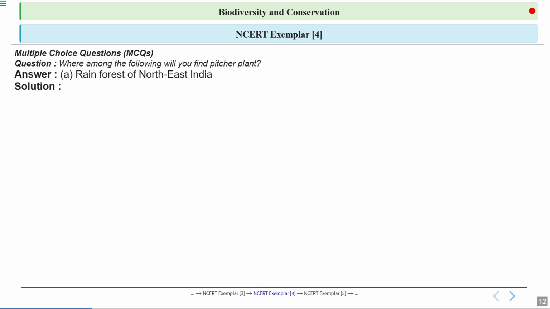The correct answer is option A, rainforest of Northeast India. Let's have a look at the explanation. Pitcher plants grow in tropical rainforests because these areas have rich soil and high humidity, which helps the plants absorb nutrients. However, the soil in these regions is often poor in nitrogen, a key nutrient for plant growth. To compensate, pitcher plants have evolved special leaf structures called pitchers that trap insects.